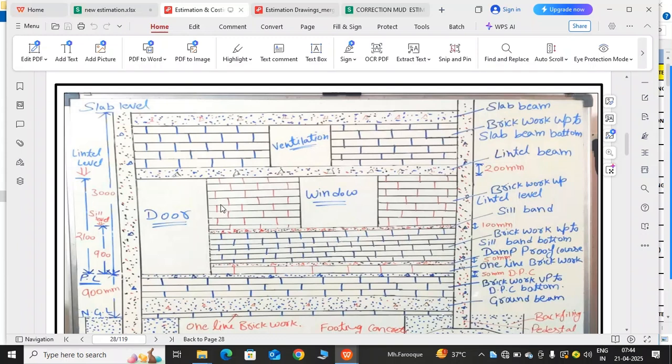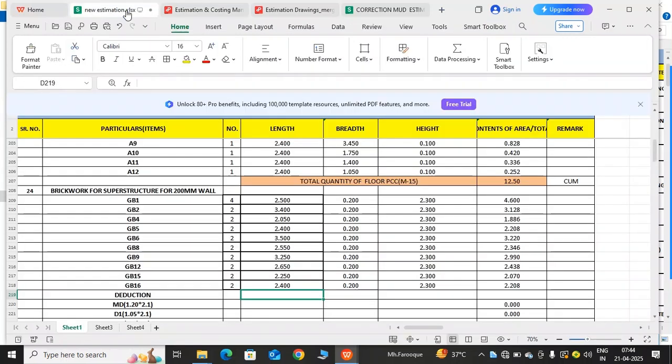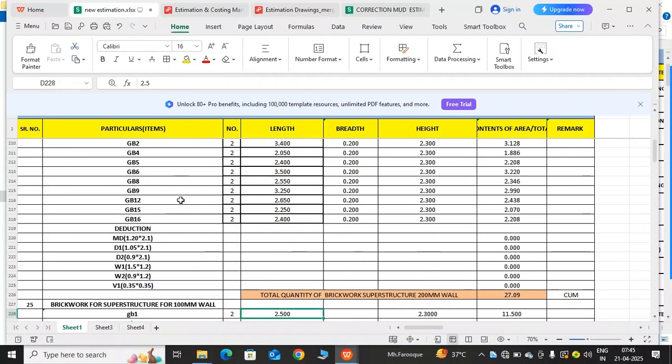First of all, I would like to show you one AutoCAD drawing. So we need to know how many doors are there, how many ventilators are there, how many windows are there, one by one. So I have written here, look at this. We have MD, D1, D2, W1, W2 and V1 in 200 wall. I am showing you the drawing.